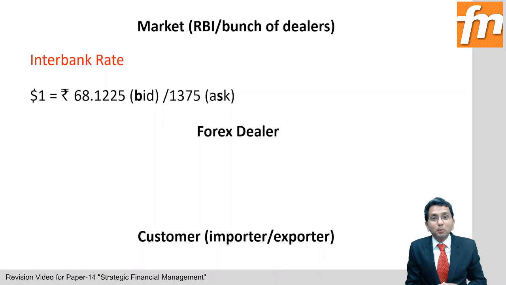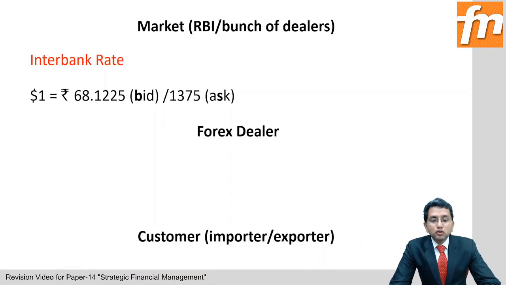Those who are ready to buy as well as ready to sell the same stuff, from the same shop, from the same set of people, are called market makers. So suppose State Bank of India, a very big bank in India, or Reserve Bank of India itself is the market maker. What does it mean? If the market buys a dollar, it will buy at 68.1225, and after a minute, if somebody approaches them to buy these dollars, they will sell at 1375.